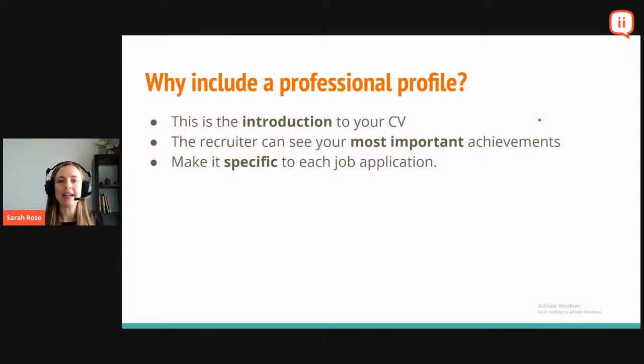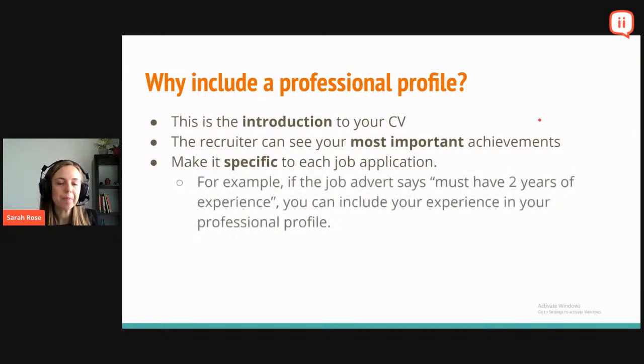The other good thing about the professional profile is it is a small bit of your CV that you can make specific to every job you apply to. In the previous example, that person said they are looking for a job in a state school. If they wanted a job in a private school, they can just change that. So it says private school or independent school. And then it is specific for that job. And that's very nice.